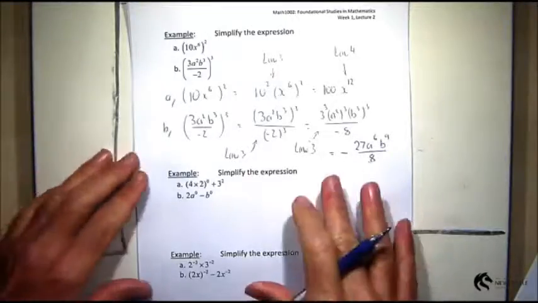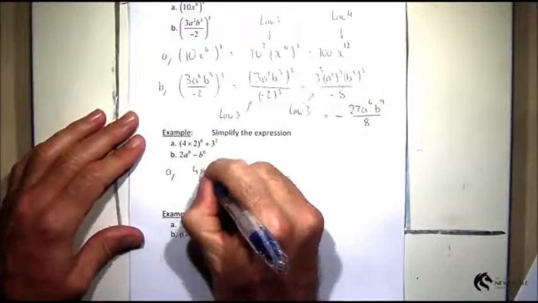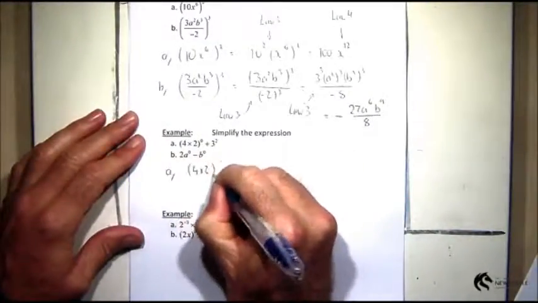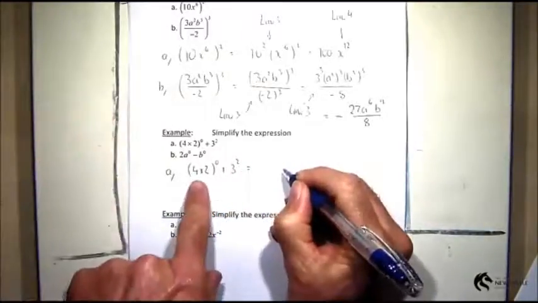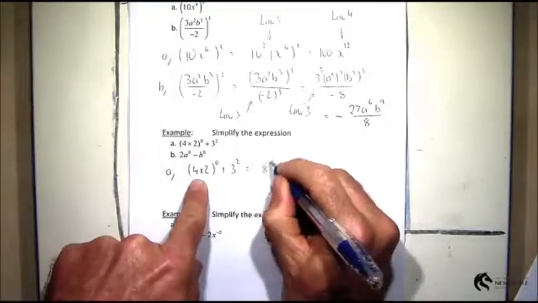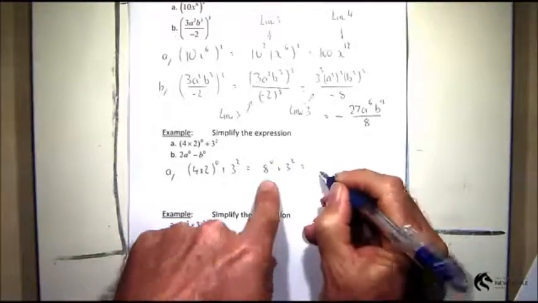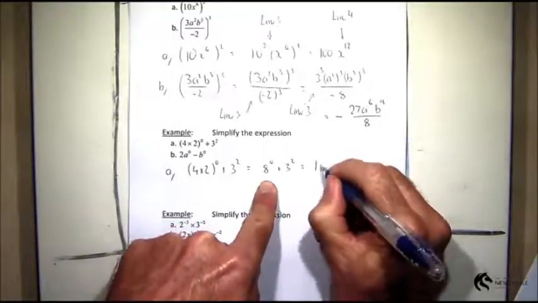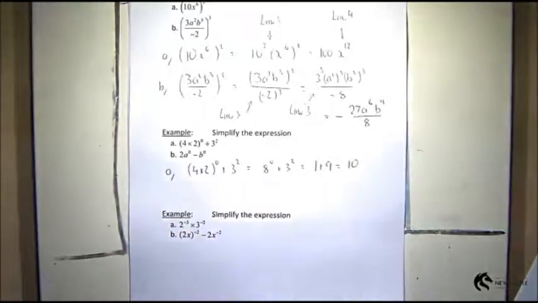Using that law, here in A, I have 4 times 2 to the 0 plus 3 squared. Do the multiplication, that'll be 8 to the 0 plus 3 squared. 8 to the 0, anything to the power 0 is 1. 3 squared is 9, so that expression would simplify to just being 10.